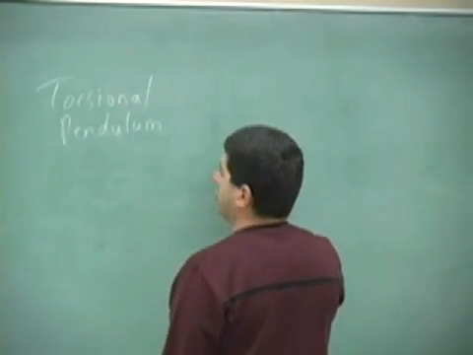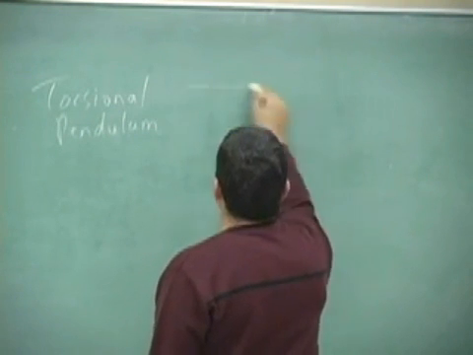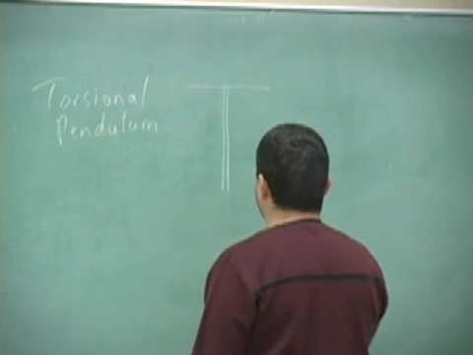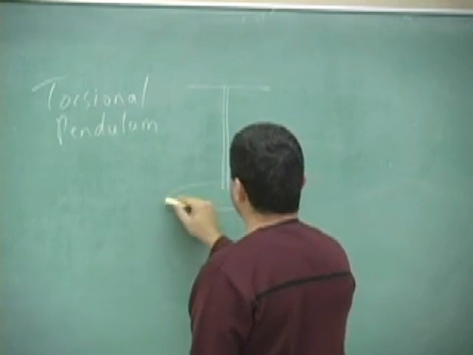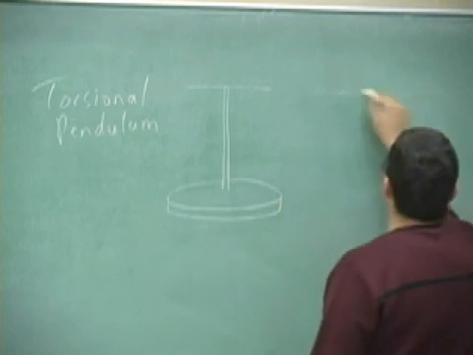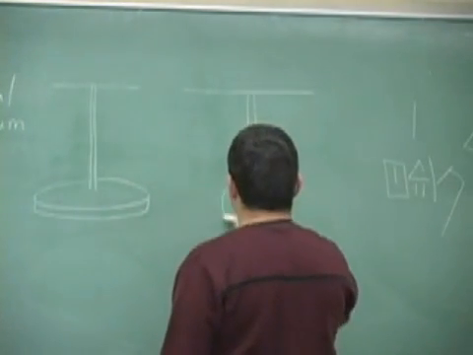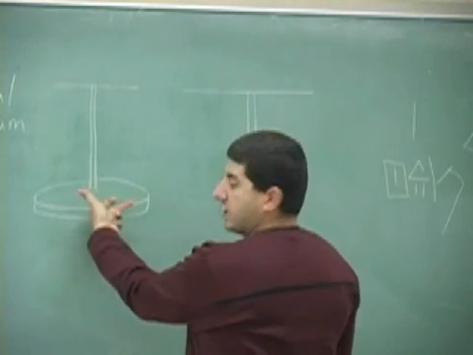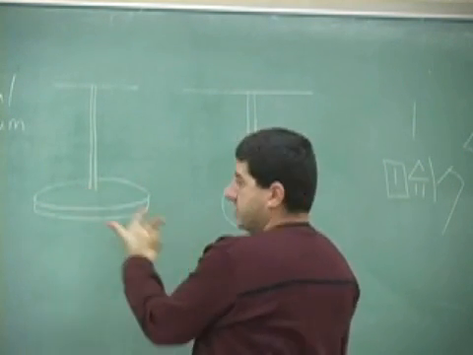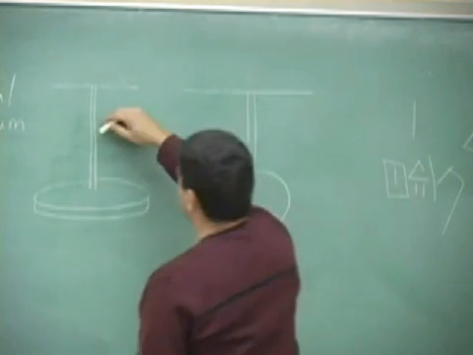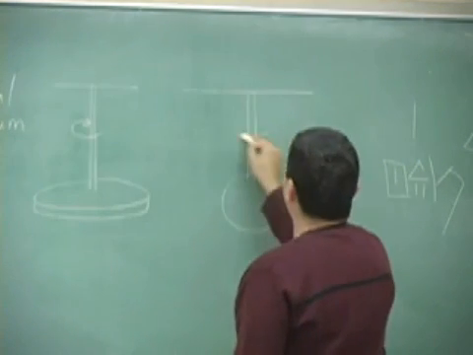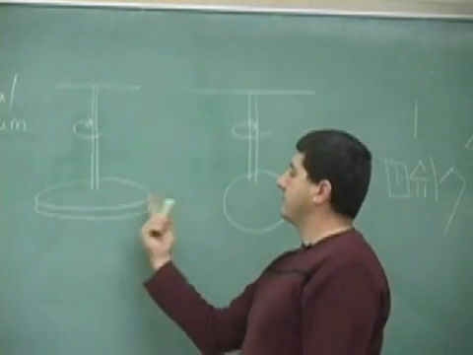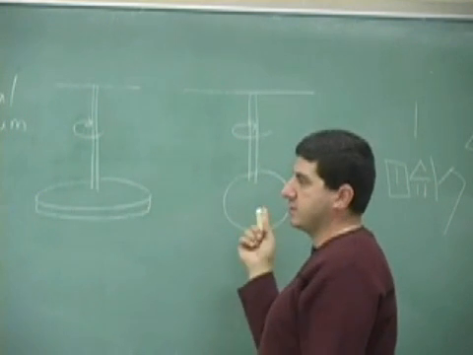The torsional pendulum is something like you have a string, and then you have some kind of object hanging from that string. It could be a disc, or it could be a sphere. The idea of the torsional pendulum is that you rotate it, and then you let go of it, and it goes back and forth like this. Like that. Okay? So it goes back and forth, and the same thing here.